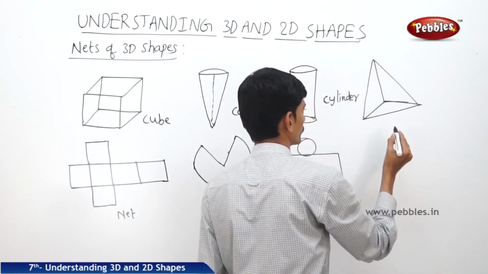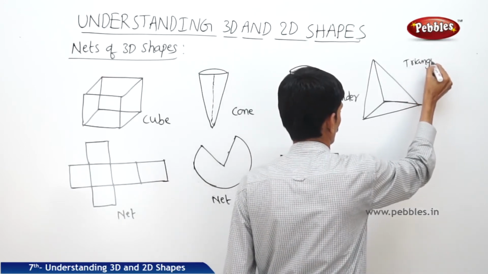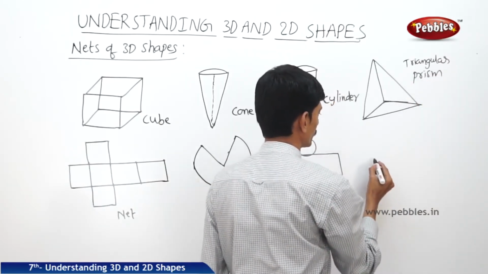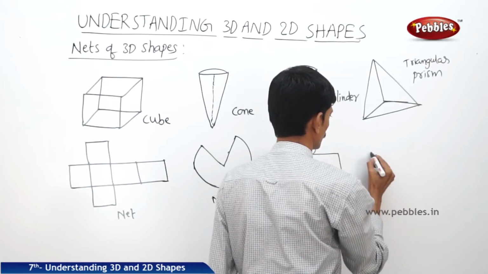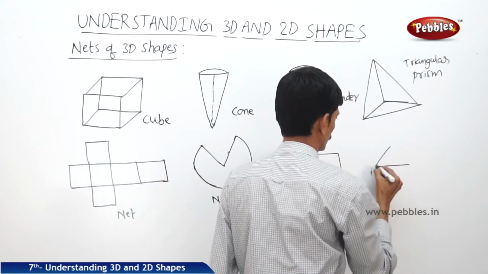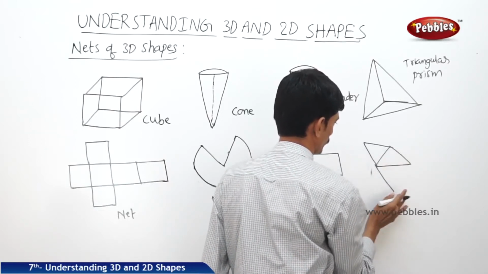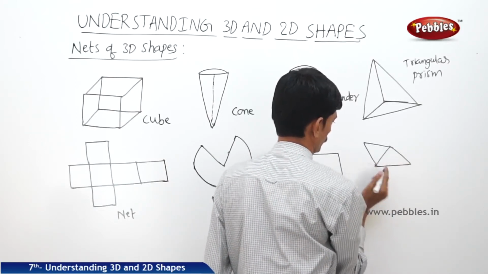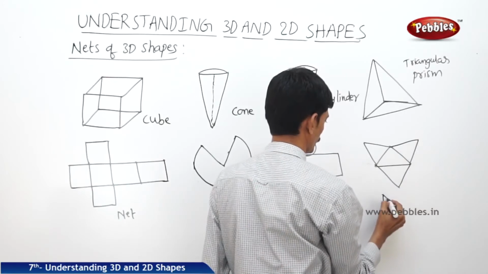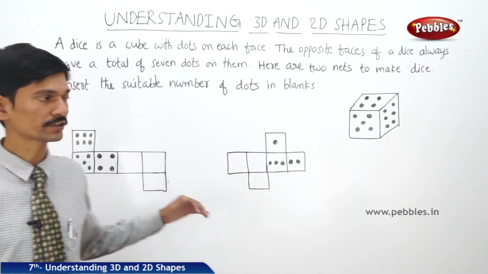And if you take a triangular prism, so this is a triangular prism, so for this the net is, so this is the net of the triangular prism.